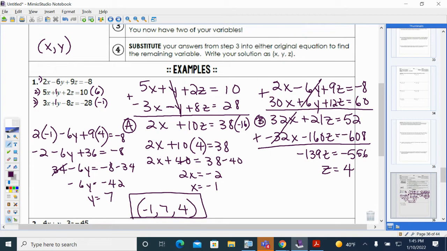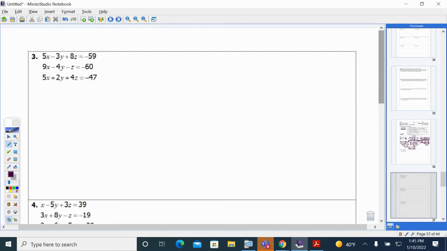Let's jump over to question number 3. Looking at the 3 equations, again, the beginning step is to pick the variable that you think you can eliminate pretty quick and easy. And in this one, I think the z's are going to be the easiest one to eliminate. So I'm going to use equation number 1 and equation number 2 to eliminate the z's.